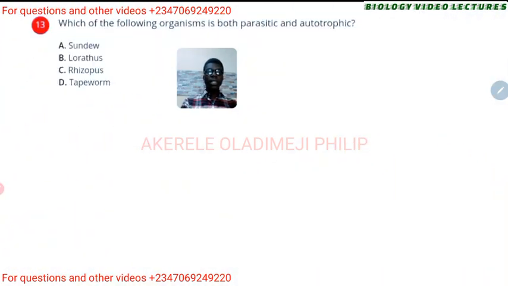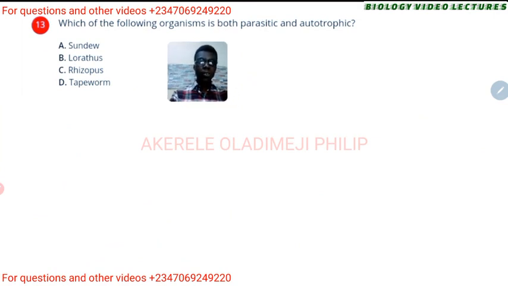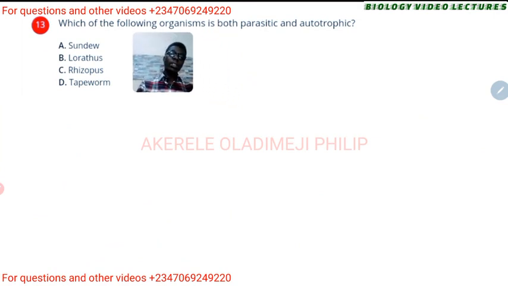Which of the following organisms is both parasitic and autotrophic? Parasitic means that it can actually affect the host plant. It sucks the nutrient of the host plants, while autotrophic means it can also make its food. Now, sundew is carnivorous, rhizopus is actually a fungus, tapeworm is a parasite in animals, and it's never autotrophic.